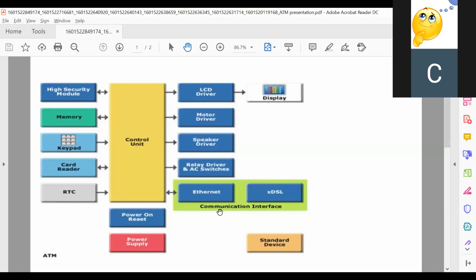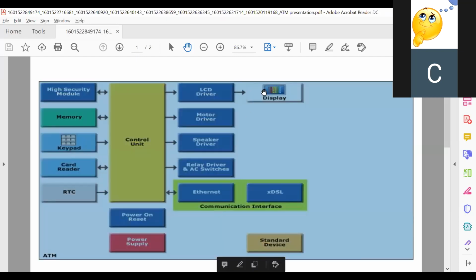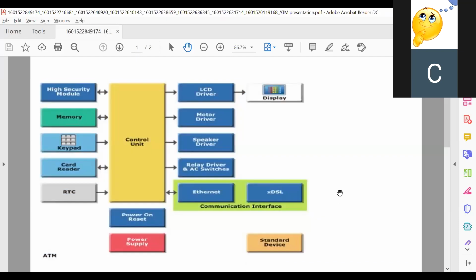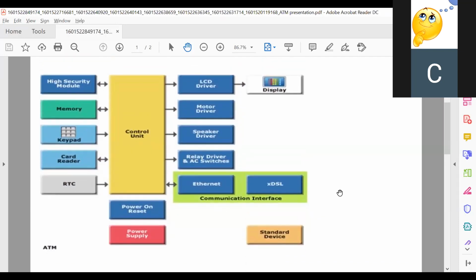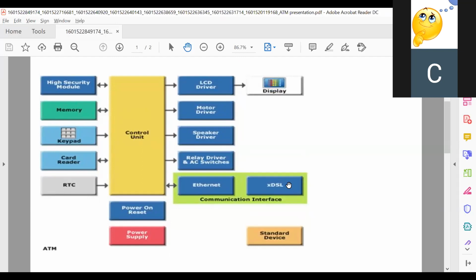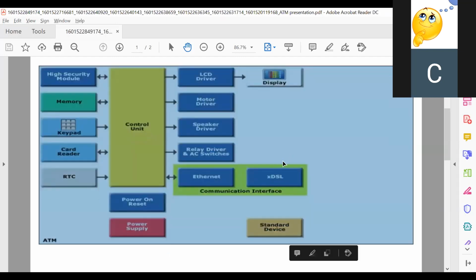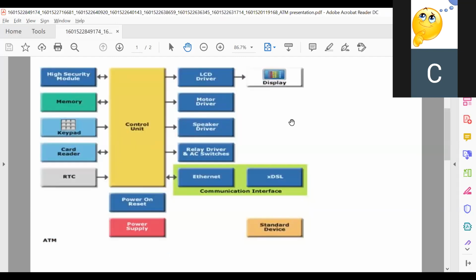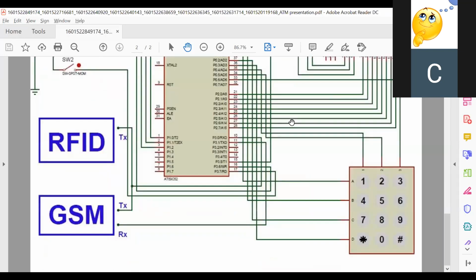Then the receipt printer. If we take some amount, the receipt printer shows how much we took. Ma'am? Next one. Yes, ma'am.